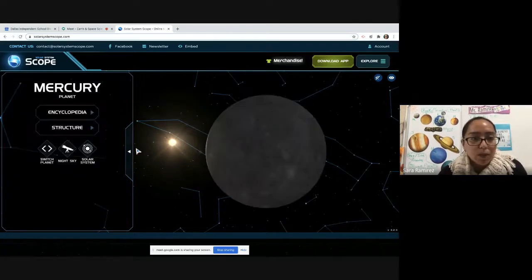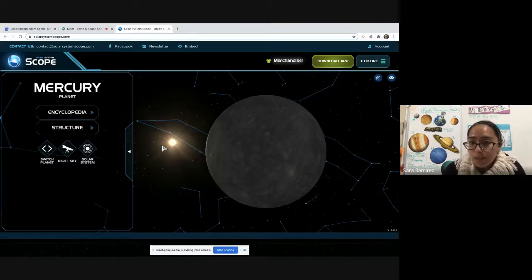We're going to go back. We're going to take a look at our next planet. Before I leave Mercury, though, I just want to talk about, hopefully you guys noticed the craters that were on Mercury. Just like our own planet, just like our own moon has craters, Mercury is filled with thousands of craters as well. It also has a very thin atmosphere.